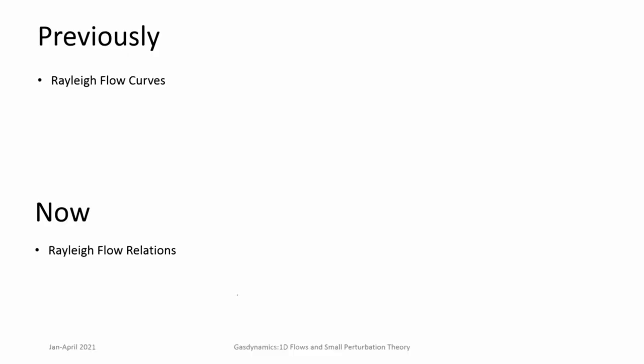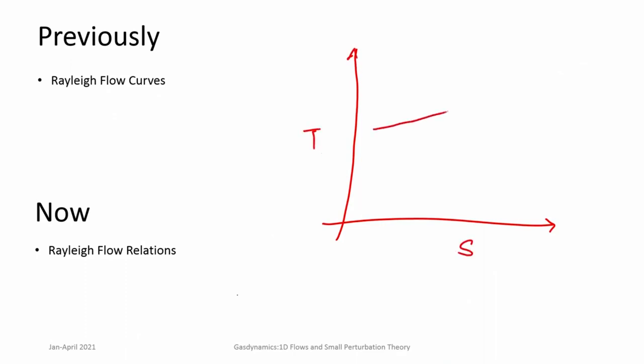So we are looking at 1D flows with heat addition, which is Rayleigh flow. In the previous class we looked at the Rayleigh line or Rayleigh curves. In a PV diagram, it is a straight line, while in a TS diagram, it has a curve, and it is very good to know the nature of this curve.